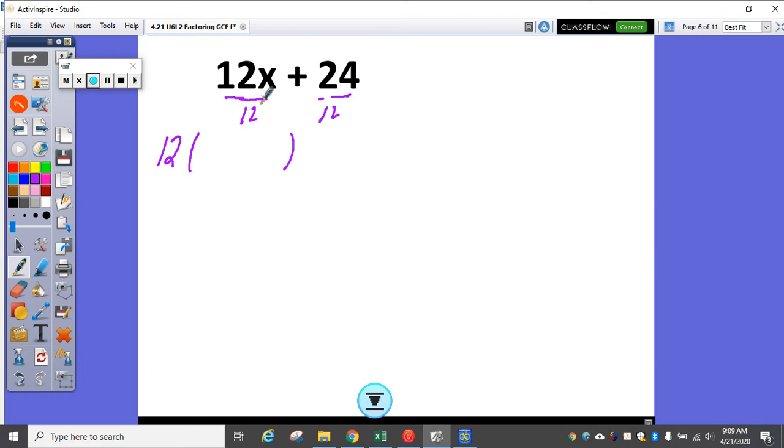So 12x divided by 12 is just x. 24 divided by 12 is 2. Do I have the right answer? Well, let's check. 12 times x, 12x. 12 times 2, 24. And that is exactly the problem we started off with, so therefore I know I have the correct answer.